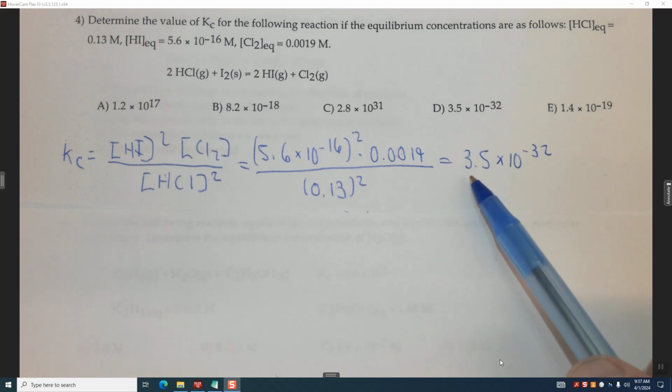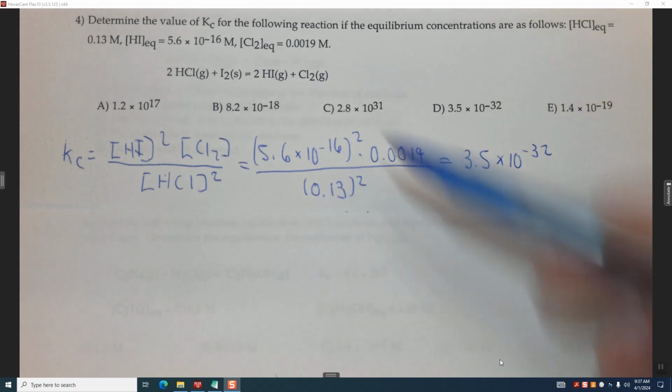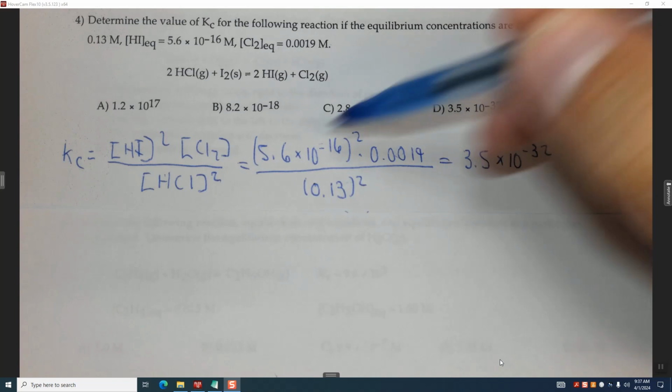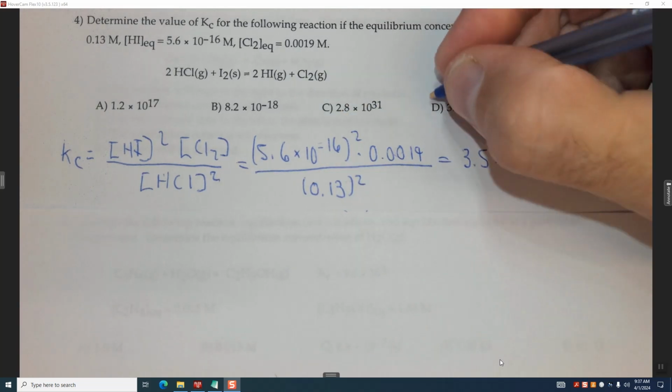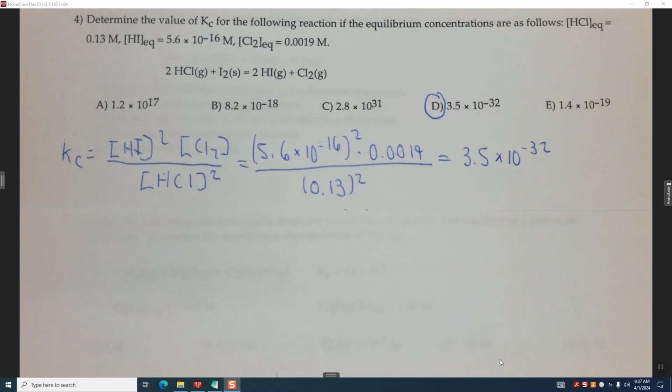Alright, so this means that the reactants are favored here because the reactants are going to have a much higher concentration than the products. So that's why we have a very, very small value of Kc, but the question doesn't ask us that, it just asks us for the value. The answer here is choice letter D.